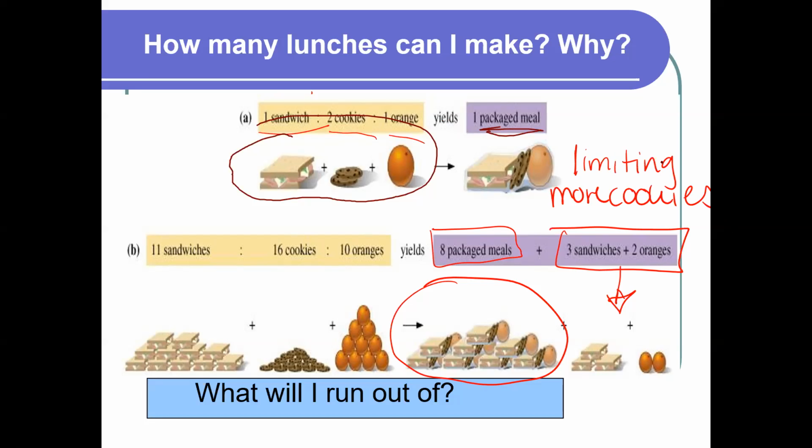So our limiting are the cookies. So the cookies are limiting us from making more meals. The limiting is going to be the cookies, and then this is what we have excess of.